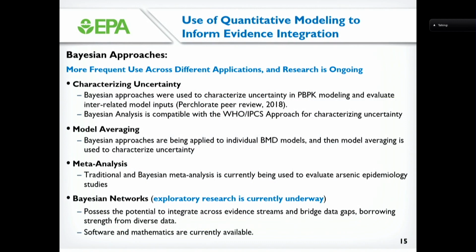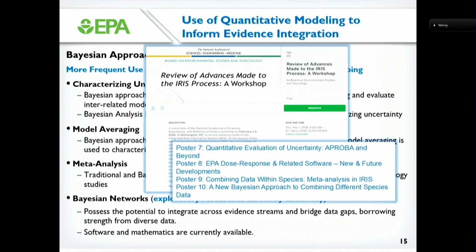I'm not going to talk about the quantitative approaches, in part because they go over my head. But I will say that we are thinking about more quantitative approaches, whether it's trying to characterize the uncertainty, trying to integrate evidence within an evidence stream, or even trying to integrate across evidence streams. And again, I would just refer you, if you're interested in more of this, to some of the posters that are available online to show more of these methods that were presented at the NAS meeting.